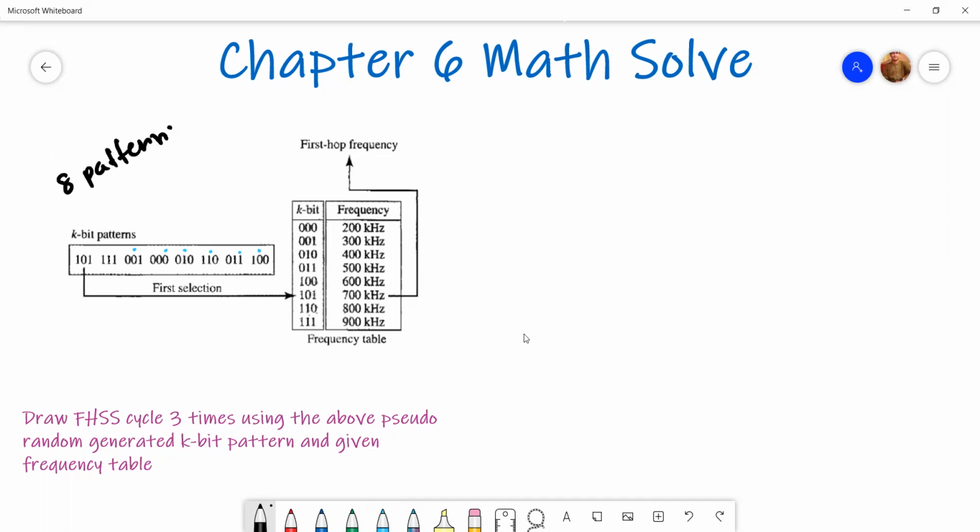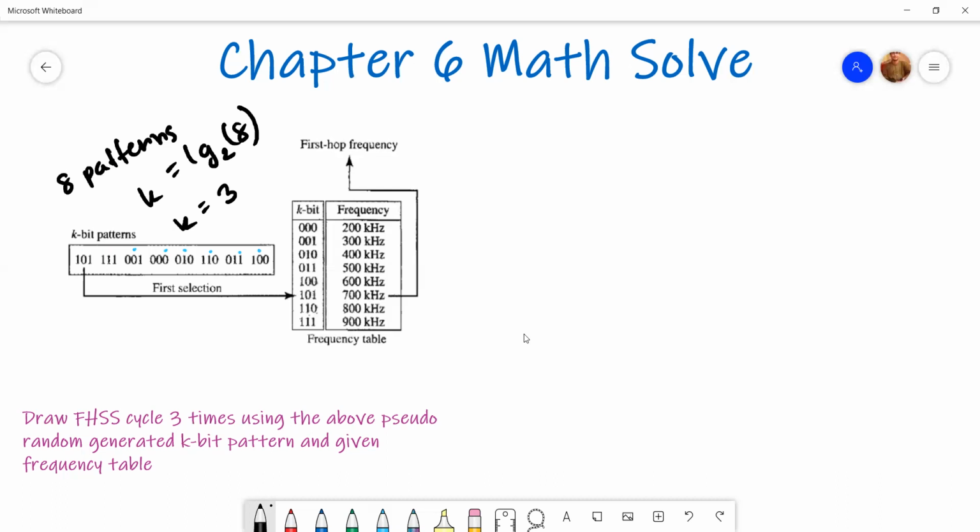So log base 2 of 8 is going to be my k, which is 3. So you have a 3-bit pattern for 8 patterns. If we had 4 patterns, your k would be 2. If we had 16 patterns, your k would be 4. The idea is very simple: with 3 bits, you can make 8 patterns, each of length 3.